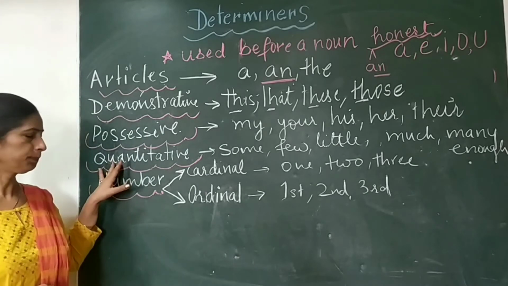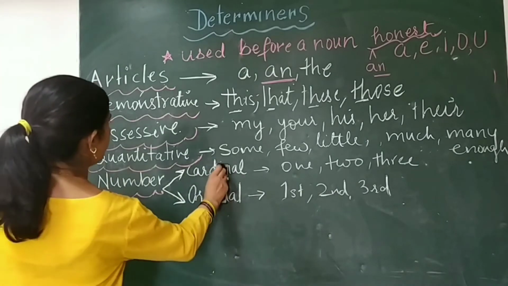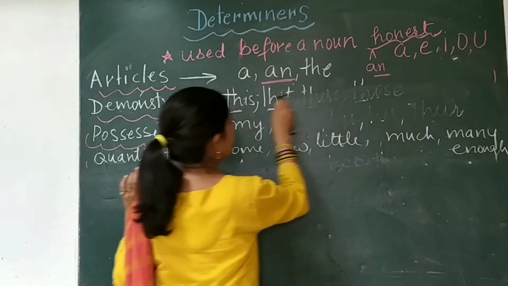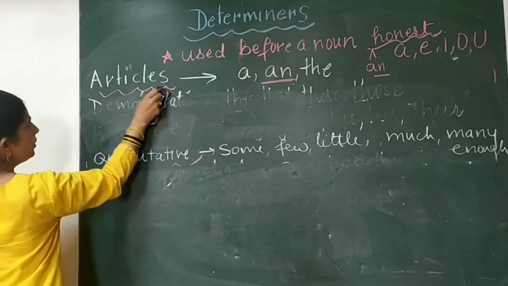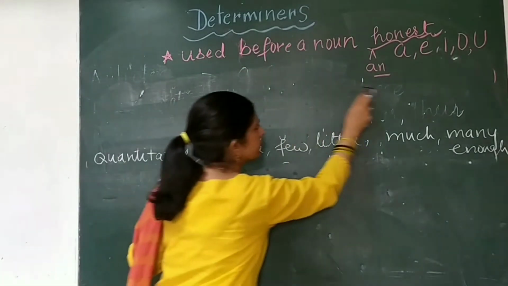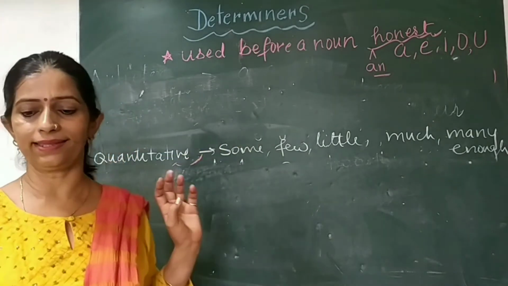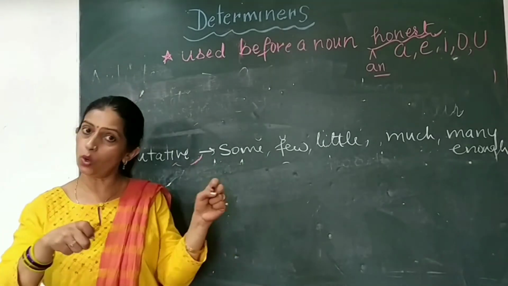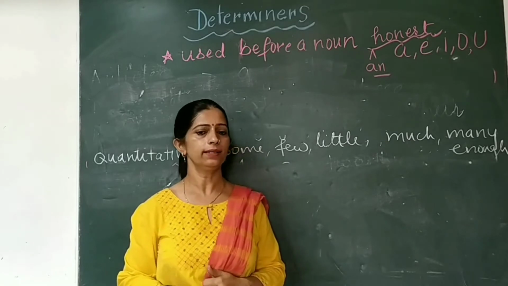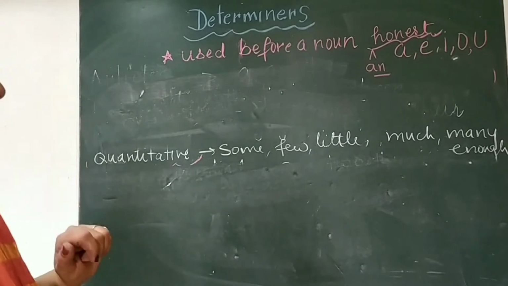Now we come to quantitative. There is a long list of quantitative determiners, which we will discuss in detail. You have to know the difference between all these words, how and where they are used. One particular thing to remember whenever you are doing determiners: whose is that, or how much. So quantitative has a long list.